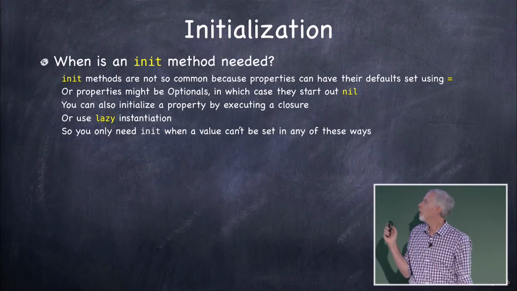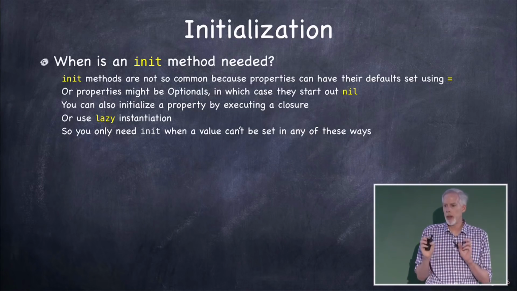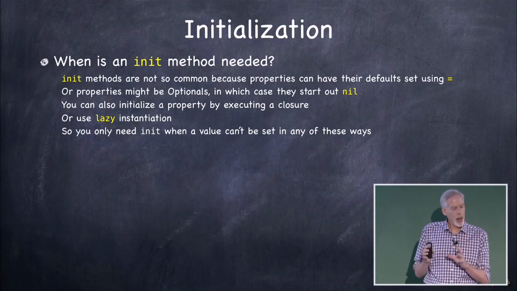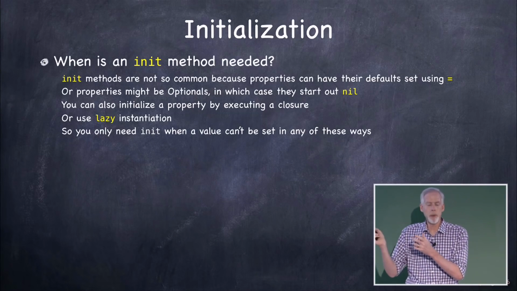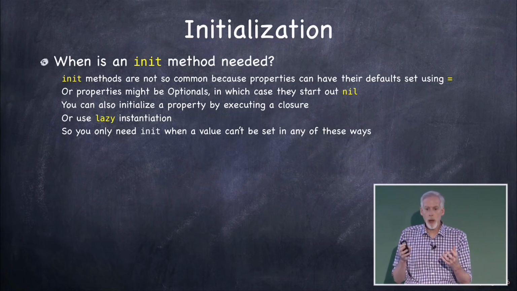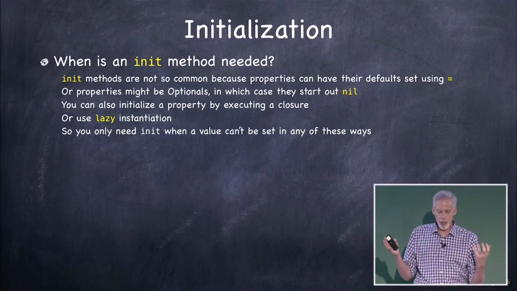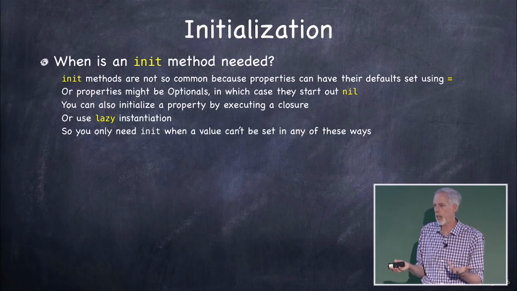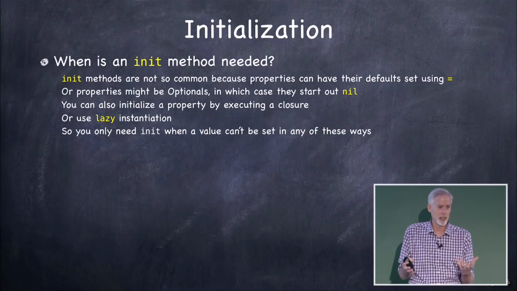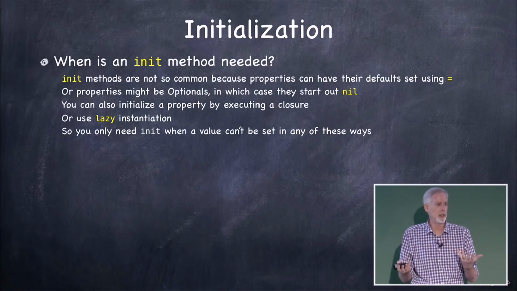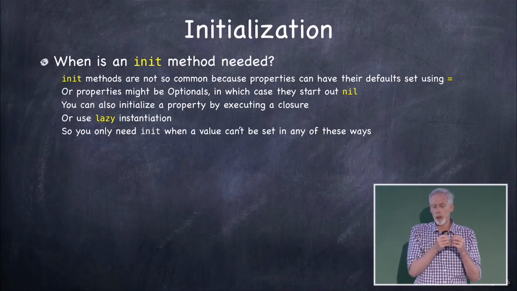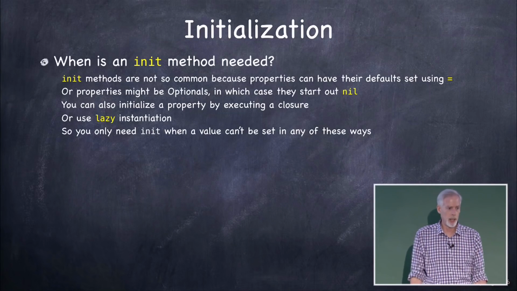So when is an init method needed? We're talking about initializing structs and classes. They're not needed that often because, of course, we can say equal something in the var. We could use those lazy instantiation things to get around it. Properties might be optionals, and they can just start off being not set. So there's a lot of reasons you don't need an init. And frankly, most people try to design their classes and structs so they don't need an init. So you can just create them with an init with no arguments, which you get for free. Or in the struct case, maybe you just do what we did in the demo where you just init it with the values of all the things in the struct.